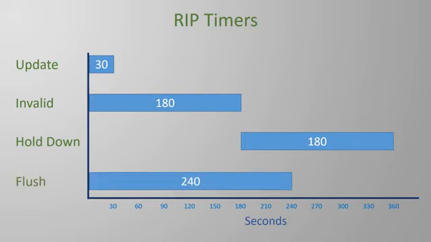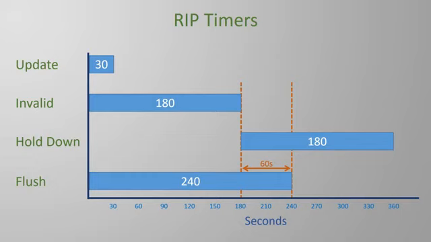And the final timer is the flush timer. This begins at the same time as the invalid timer, but it counts up a lot higher. It also resets when new updates come in as well. By default, this is 60 seconds longer than the invalid timer. This means that for this 60-second overlap, the router will advertise that the route is invalid to its neighbors. This is when it's using the metric of 16. When this timer finally expires, an invalid route will be removed from the routing table.